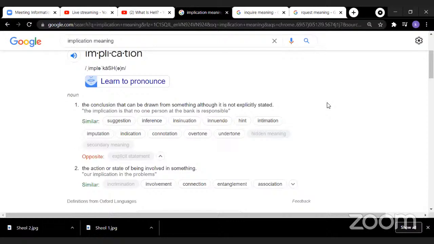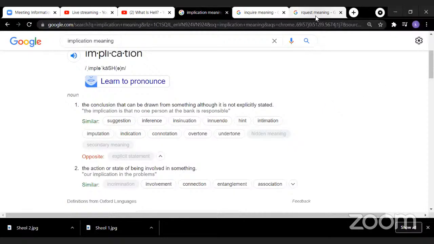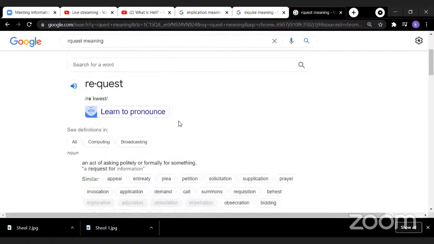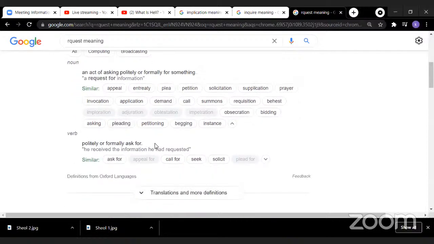The conclusion that can be drawn from something, although it is not explicitly stated. So to inquire, by implication, to request. Do you agree? In other words, if you ask for something, does that mean you are requesting something? Let's look up request. Yes, if you're requesting something. If you inquire, yes, I would say it is. Request: the act of asking politely or formally for something. Verb, to politely or formally ask.